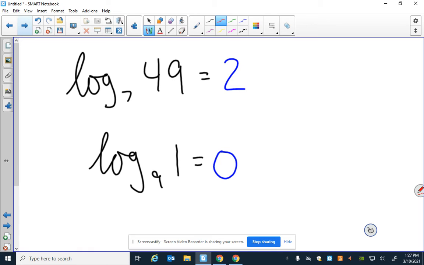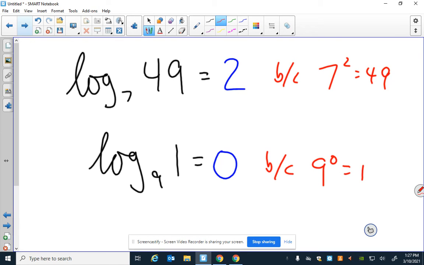So log base 7 of 49 was 2 because 7 squared is 49. And then the weird one was log base 9 of 1, which is a really nice way of saying, hey, like 9 to the what power is 1? 9 to the 0 is 1 because anything to the 0 is 1 except for 0 to the 0, but that's like a weird thing, so whatever. But log base like 13 million of 1 is 0 because 13 million to the 0 is 1.